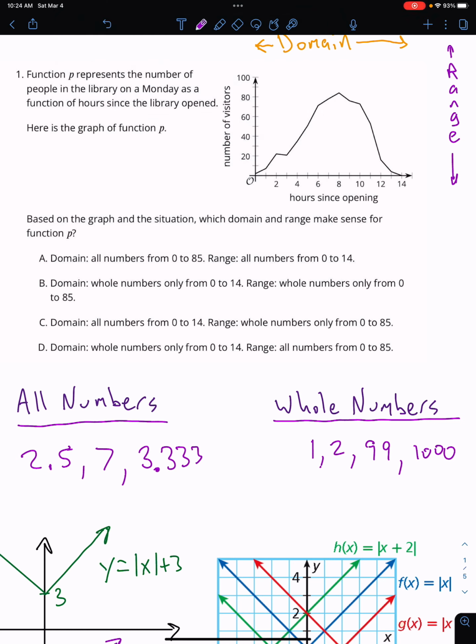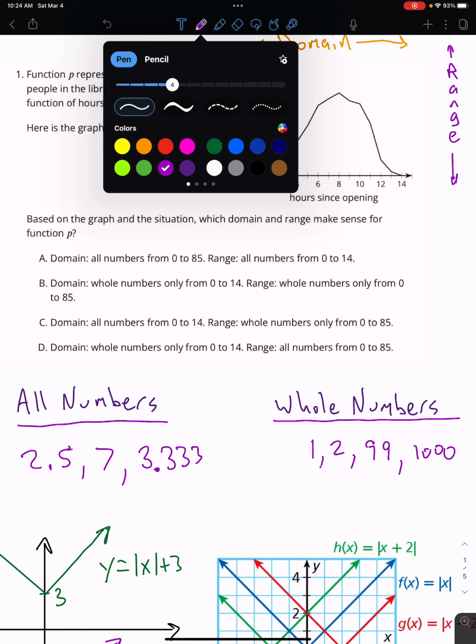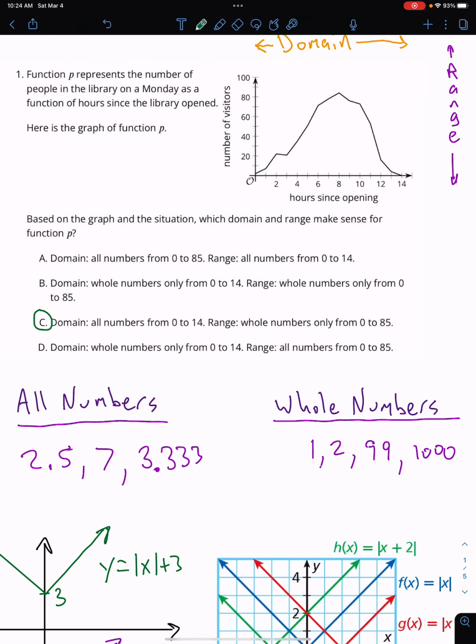I'm going to circle that and then double check. Let's circle this in green for the correct answer. C. So the domain is all numbers from 0 to 14, because we have half an hour, quarter of an hour, 10% of an hour, 6 minutes. And then the range is whole numbers from 0 to 85. Down here, 0 all the way up to 85 is our range, the possible outputs of these visitors. They are whole numbers because we're not going to have any half visitors or quarter visitors.